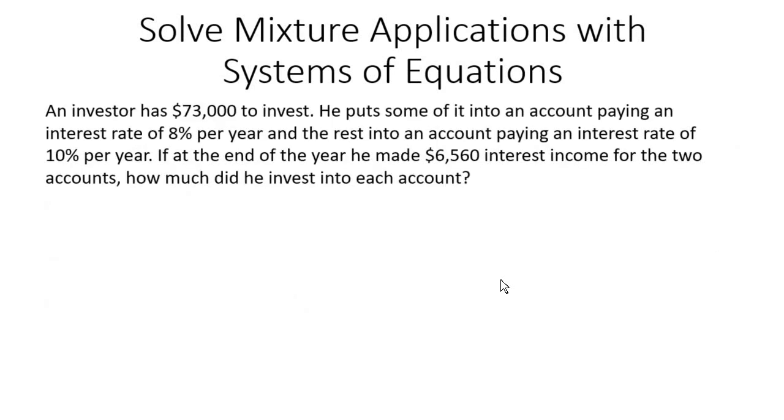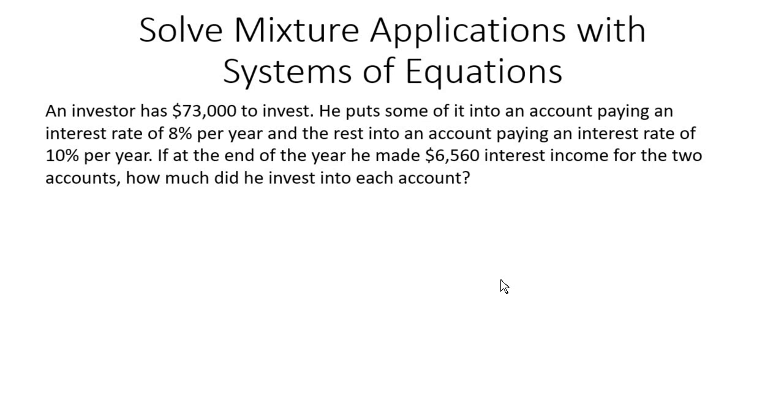So an investor has $73,000 to invest. He must put some of it into an account paying an interest rate of 8% per year, and the rest of it into an account paying 10% per year. If at the end of the year he made $6,560 in interest income from the two accounts, how much did he invest in each account?